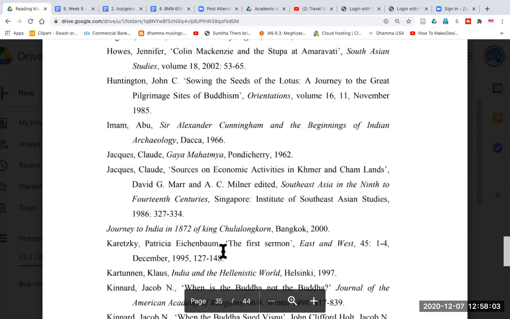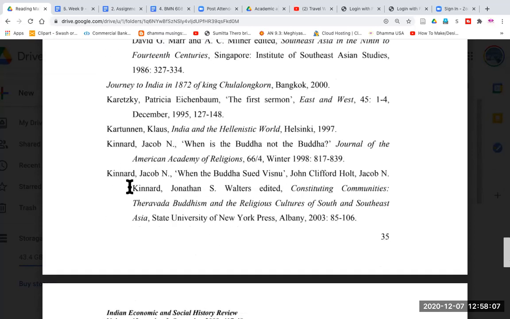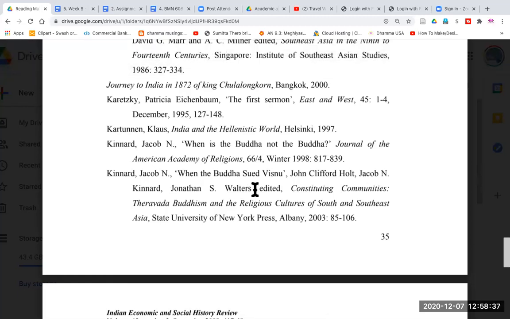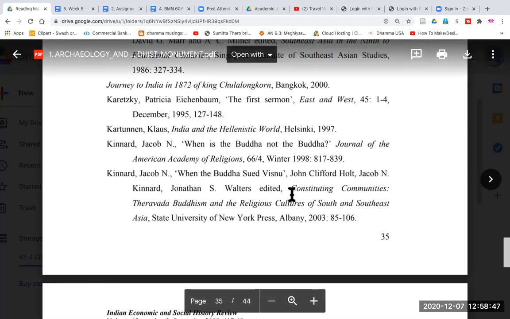And I show you how we, for example, here you can see Kinnard, Jacob N., Kinnard, comma, and Jacob N., dot, and comma. And then here, When the Buddha Sued Vishnu, and this is actually an article. So it is given within quotes. And then comma, John Clifford Hall, Jacob N. Kinnard. These are the editors of this journal. And then Constituting Communities: Theravada Buddhism and the Religious Cultures of South and Southeast Asia. So this is the title of that volume.